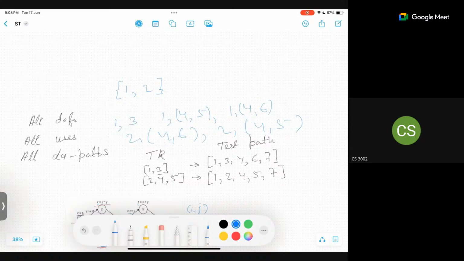Now what is all du paths then? All defs says you have to go through all definitions, whichever use you want to use, you use that.